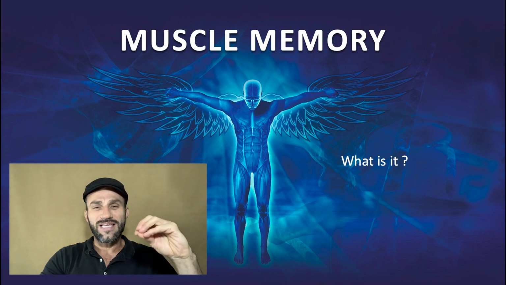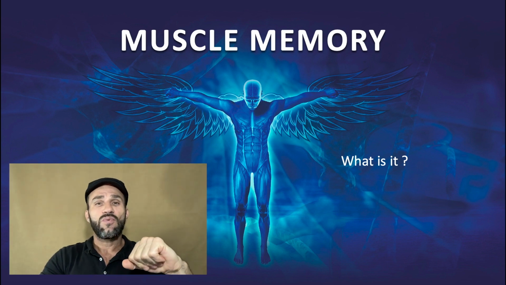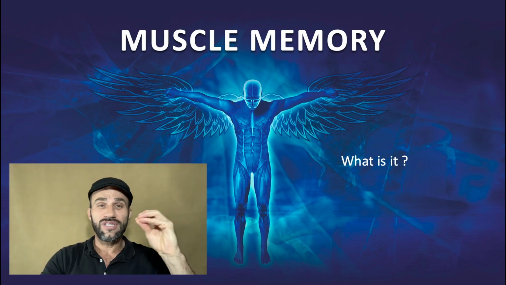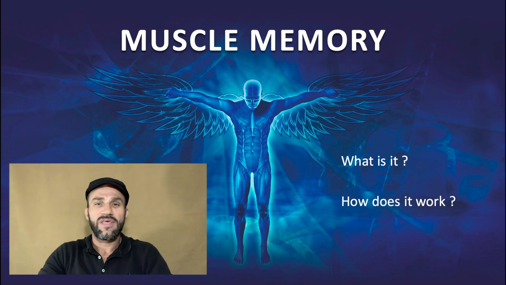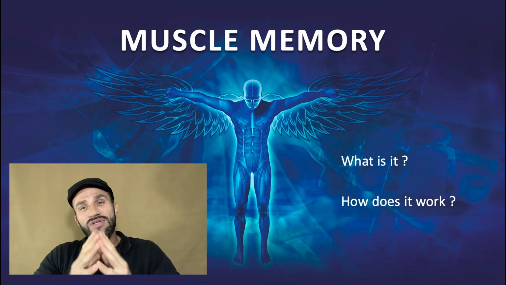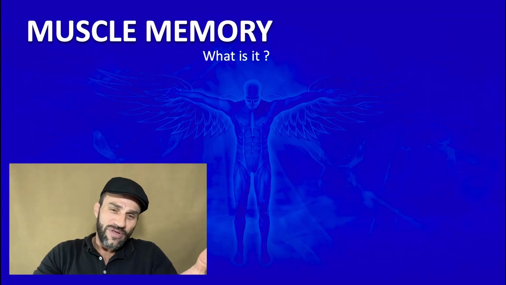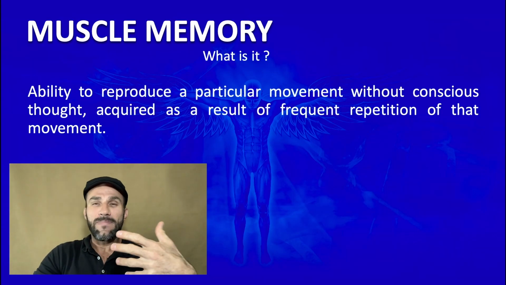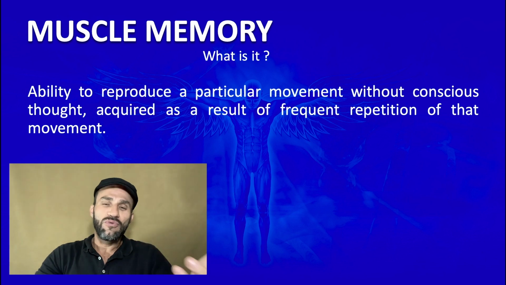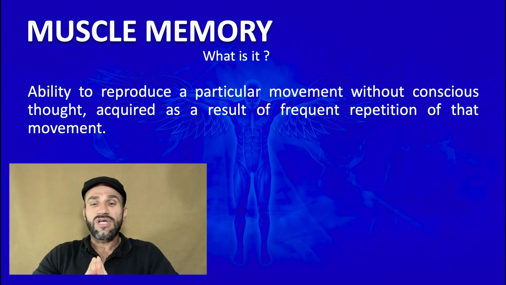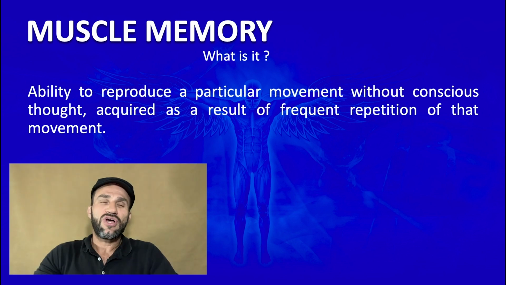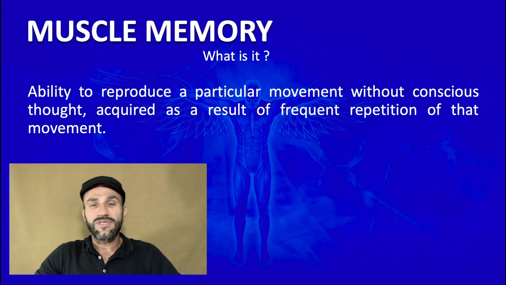So what is it? And then we're gonna see how it works and how we can improve our muscle memory. If we translate from the dictionary, you're gonna find that it is the ability to reproduce a particular movement without conscious thought, acquired as a result of frequent repetition of that movement. So the more you do, the easier it gets to do it.